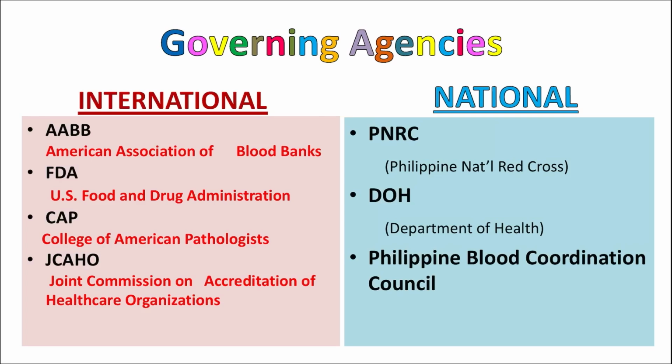So these are the governing agencies. We have the international and the national governing agencies. So we have the AABB, that's the American Association of Blood Banks. We have the FDA, that's the U.S. Food and Drug Administration. And then we also have the CAP. What is the meaning of CAP? College of American Pathologists. Okay, we have the JCAHO, the Joint Commission on Accreditation of Healthcare Organizations.